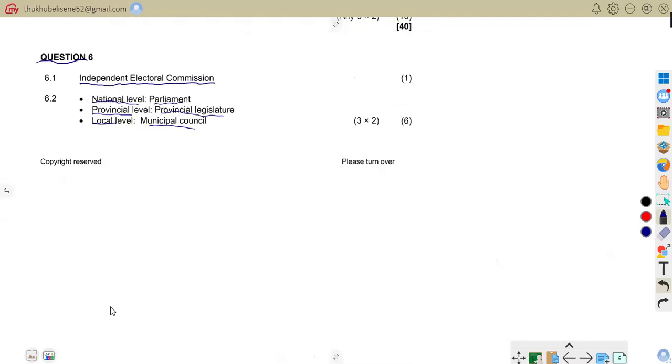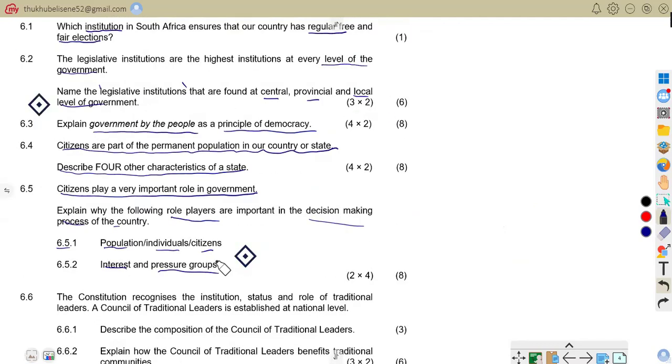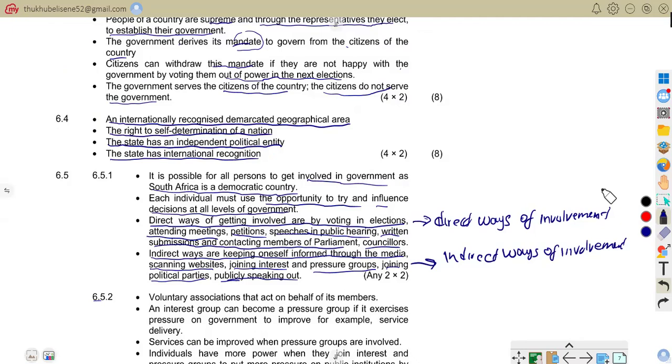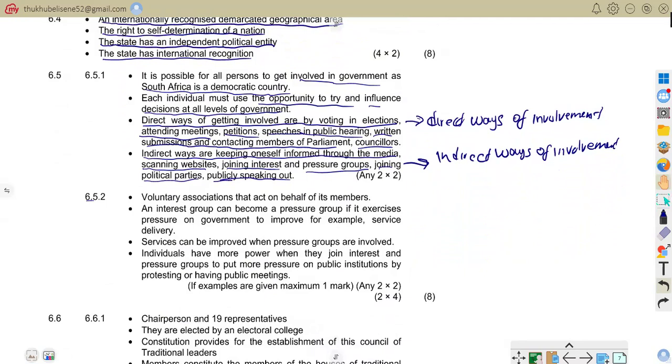So now we are to come to 6.52. If you can still remember the question on 6.52, it says interest and pressure groups as what? As a role player in the decision-making process of the country. So now you are on interest and pressure groups, which are voluntary associations that act on behalf of their members.